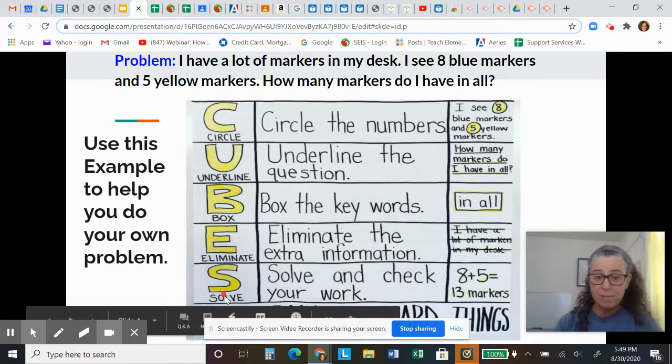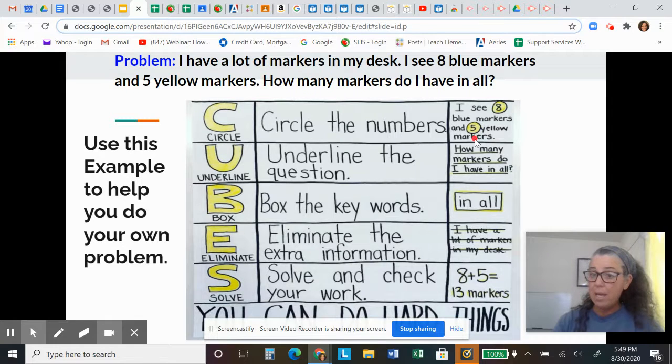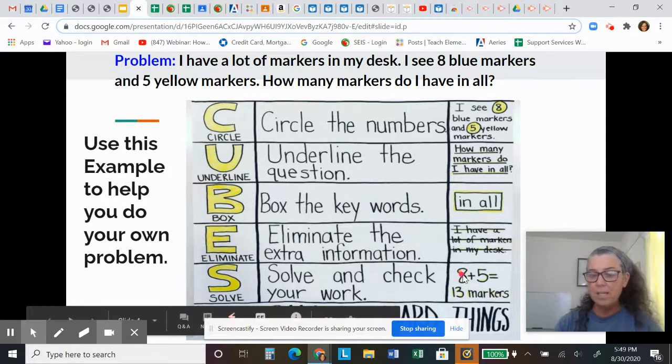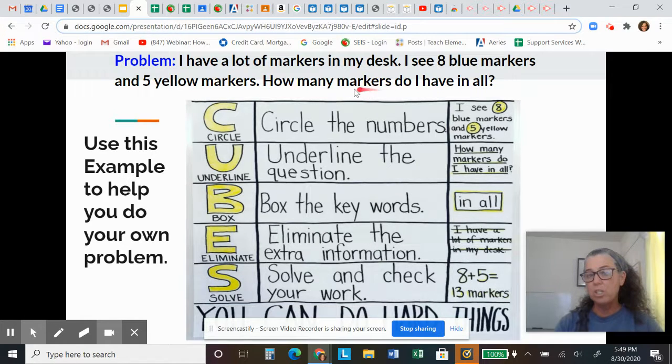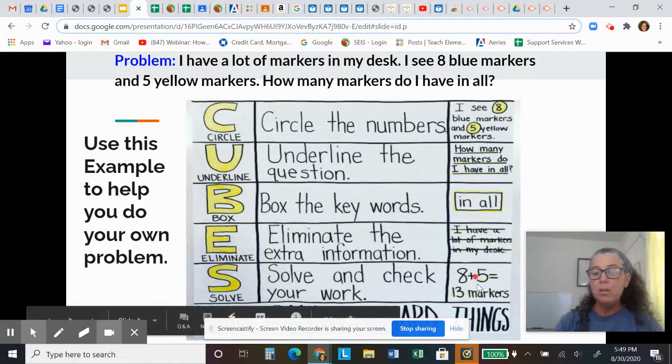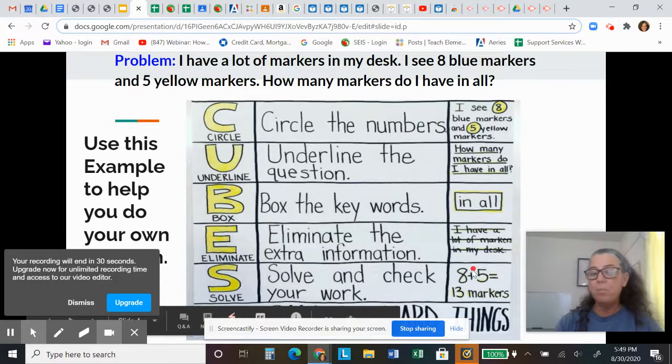Then S for solve. Solve and check your work. So I know that "in all" is addition. I have my 2 numbers that I need to add, and so I put it all together. I take the 8 and the 5, and I say in all is plus, and it equals 13. And then I always label 13 what? 13 markers, because that's the question. You want to say, what are they asking for? So all the information you put here, you've used to come up with your answer, to solve your problem.